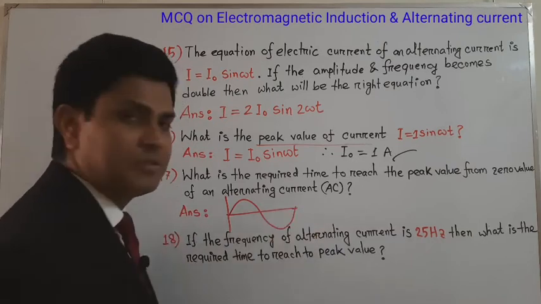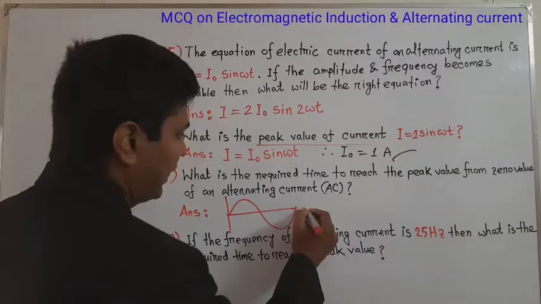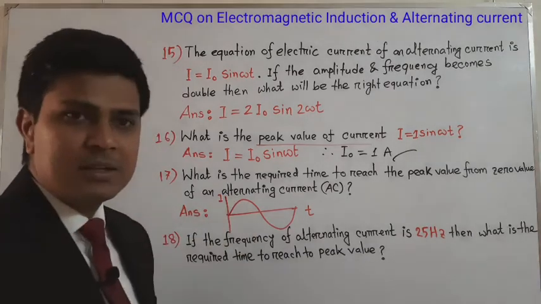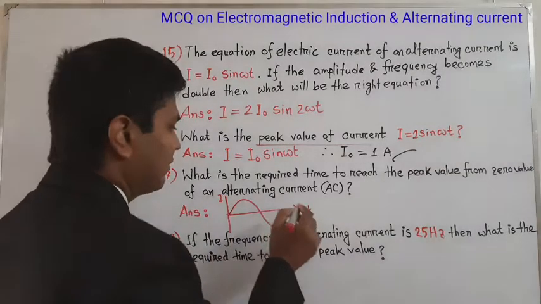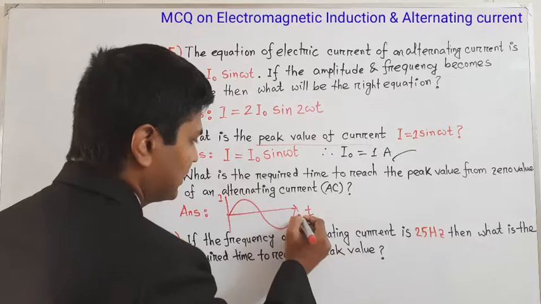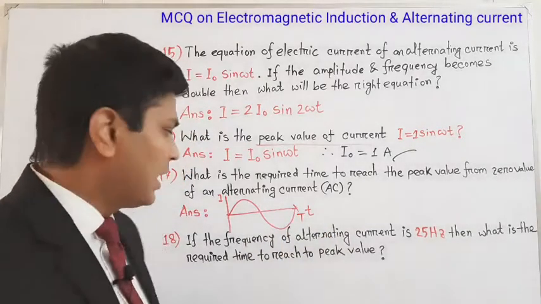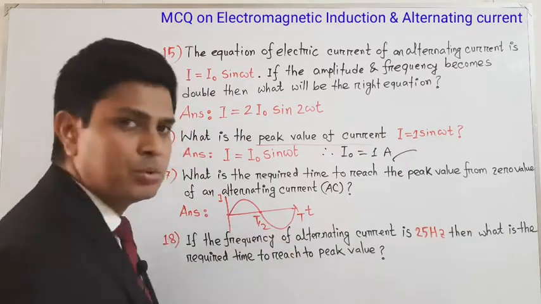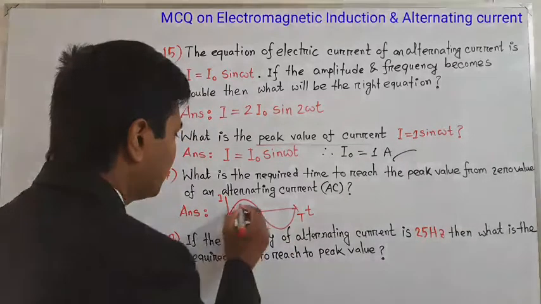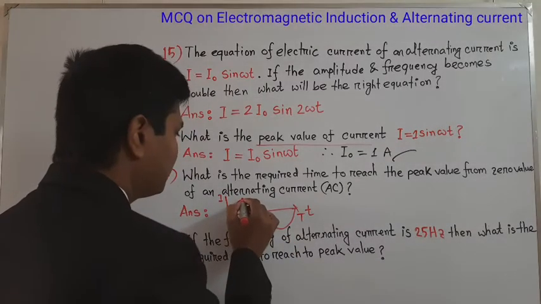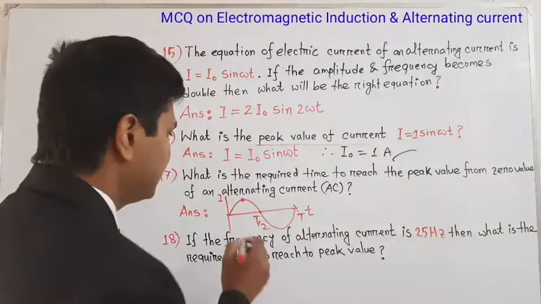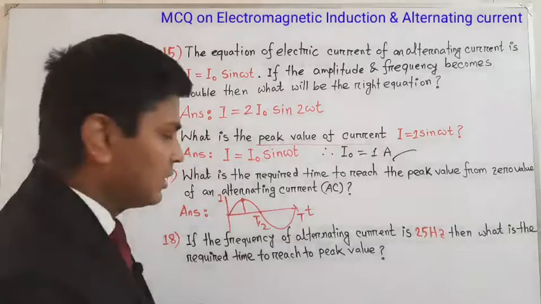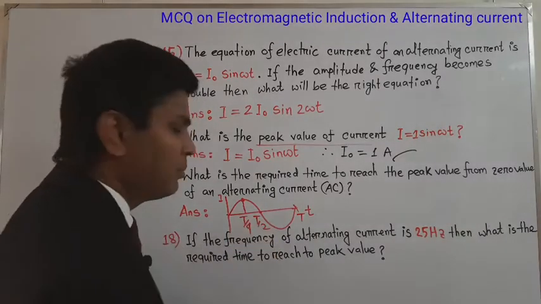This is the sine graph, and on the x-axis we put time, and on the y-axis we put I. Now the time required for one complete vibration is called the time period, and half of this time period is called T half, T by 2. This point is the peak value of the current, and this time is a quarter of the time period, that is T by 4.